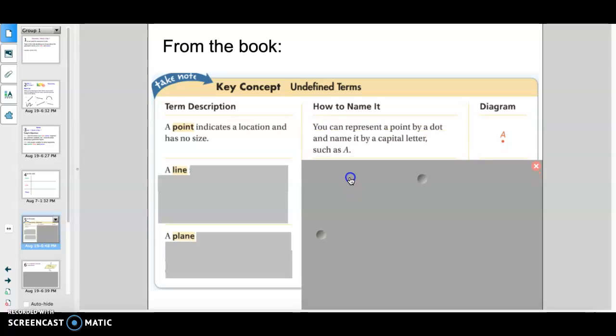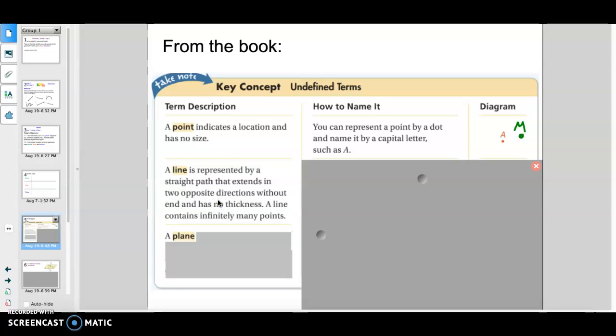How you name a point: you can represent a point by a dot and name it by a capital letter, such as A. So notice here's a point, we put a letter on it. If you wanted to use a different letter, you could say, here's a point, it's letter M. So you can name your point with a capital letter.